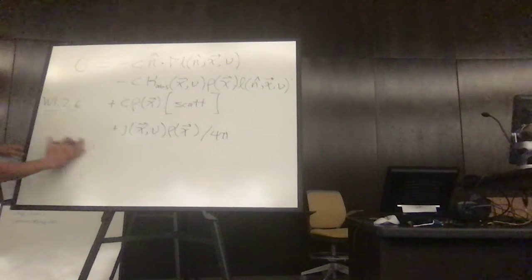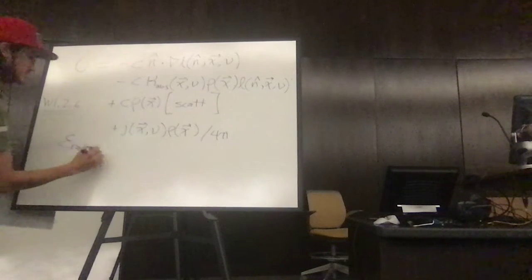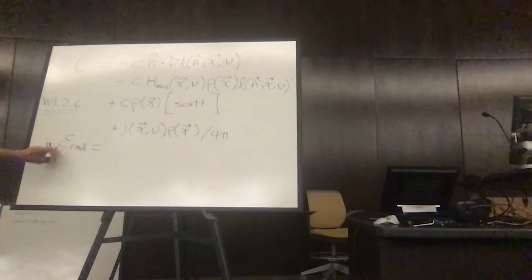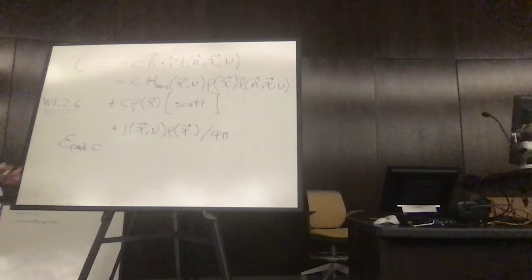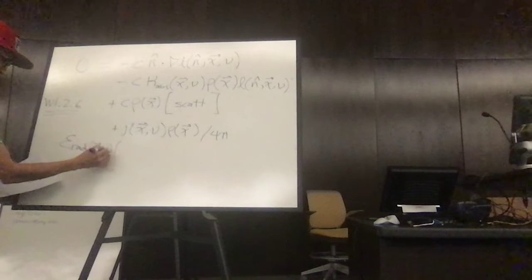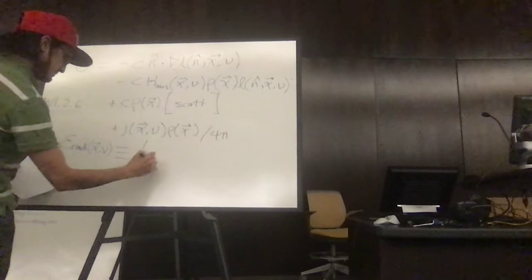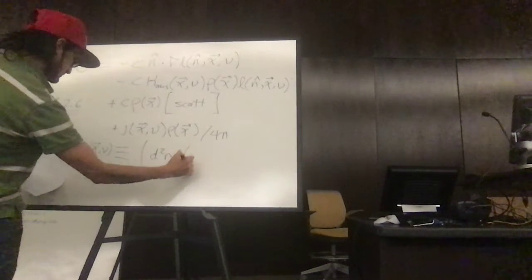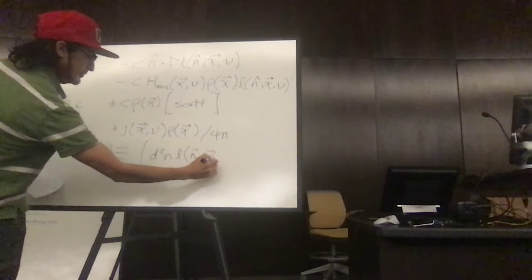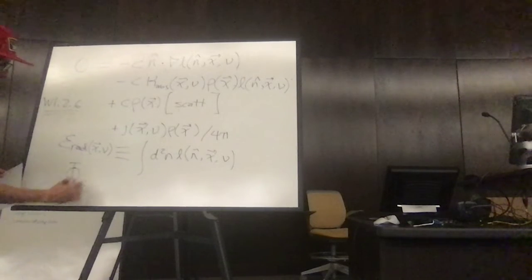So we're going to define a few things. This epsilon should be suggestive of something that we looked at before. So what would it be? Energy density? You're quiet. Another one. Let's call it phi.